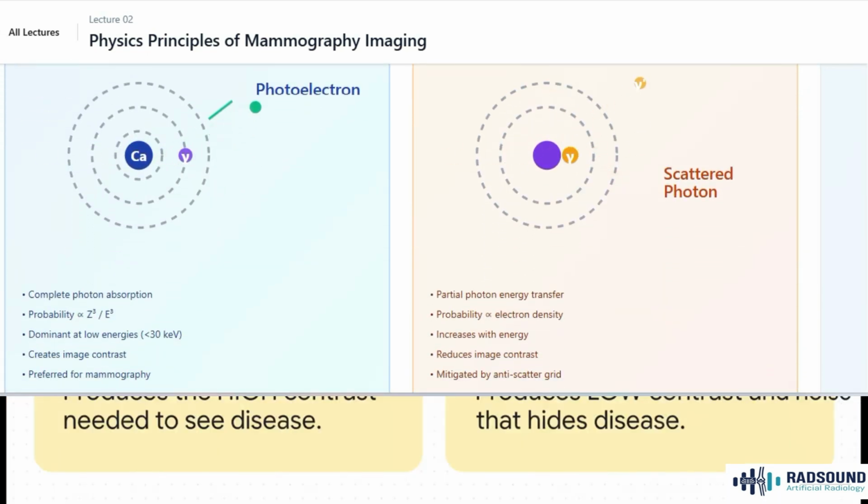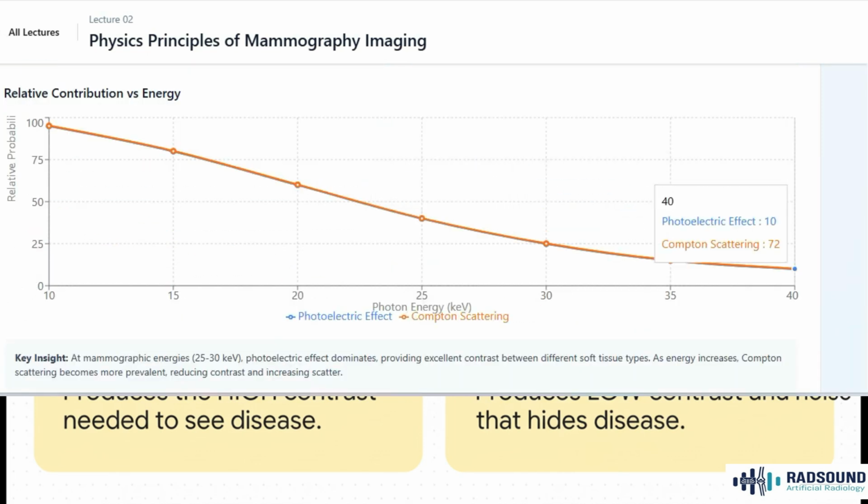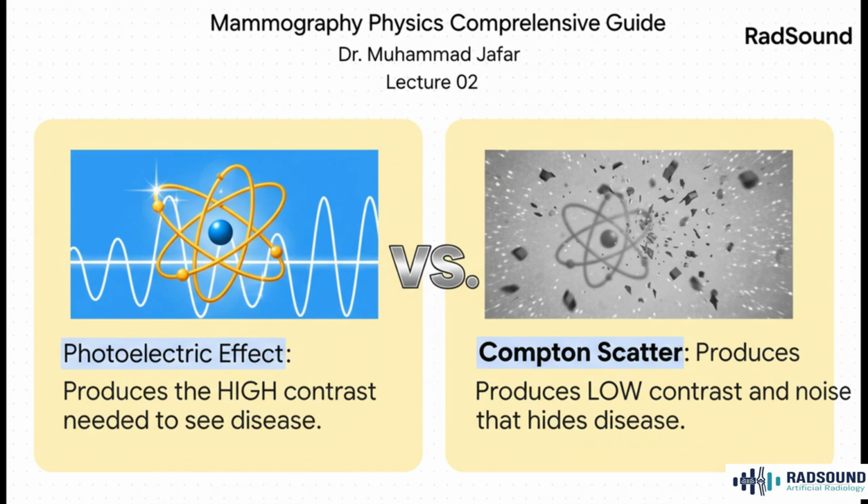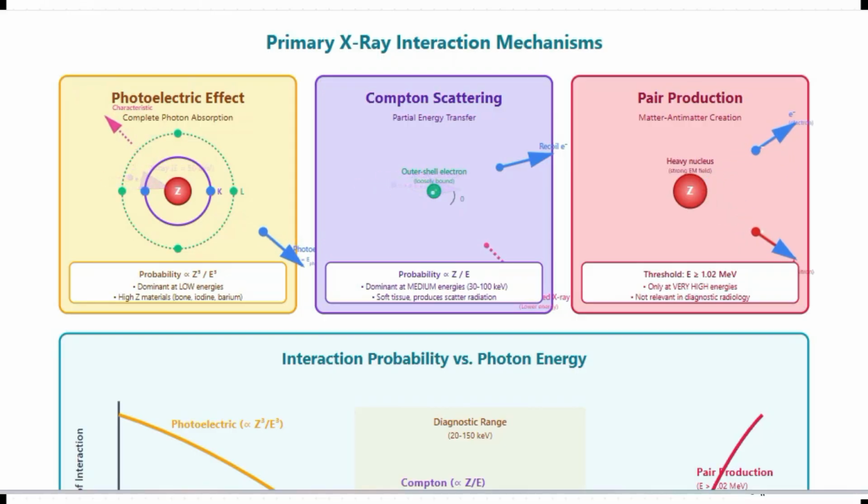Okay, so inside the breast, every single X-ray photon we send in faces a choice. It can either undergo the photoelectric effect, or it can cause Compton scatter. You can honestly think of this as a battle. The photoelectric effect is our hero. It's what creates the amazing, high contrast we desperately need. Compton scatter, that's the villain. It just fogs up the image with low contrast noise. Our entire goal here is to rig this fight in favor of our hero.